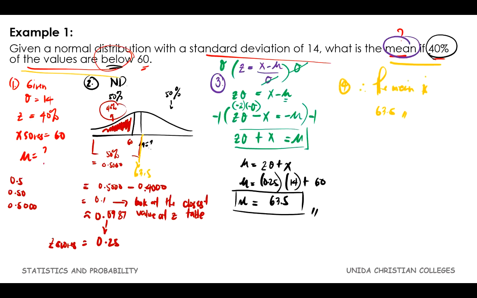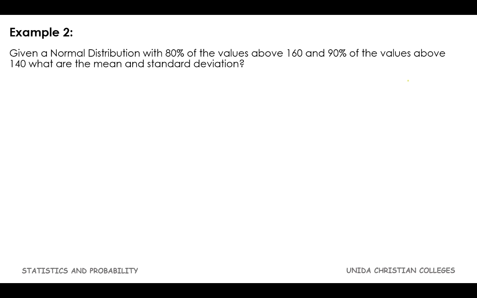Okay, next. Given a normal distribution with 80%, take note class, 80% of the values above 160 and 90% of the values above 140. What are the mean and the standard deviation? Okay, listan ulit natin ang ating mga given. Okay. So, kung napapansin nyo, dalawa na yung Z natin dyan, which are the 80 and the 90.